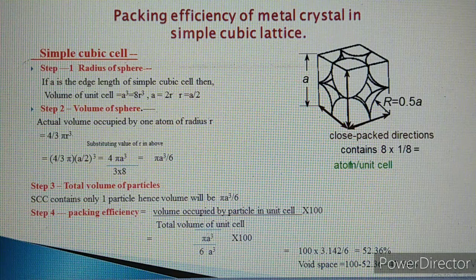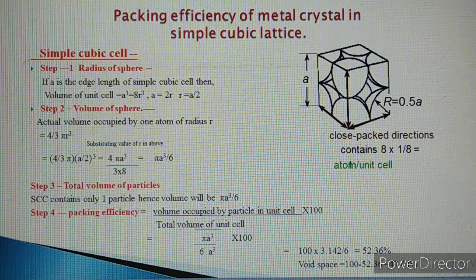Already we learned there are three Bravais lattices for cubic structure: simple cubic cell, that is SCC type of structure, BCC body centered cubic structure, and FCC face centered cubic structure. In all these three Bravais lattices of cube, what is the packing efficiency of a metal crystal? That we will discuss. See on the PPT, first is the packing efficiency of metal crystal in simple cubic lattice. There are 4 steps. By using the 4 steps, we are able to find the packing efficiency. So what is the first step?